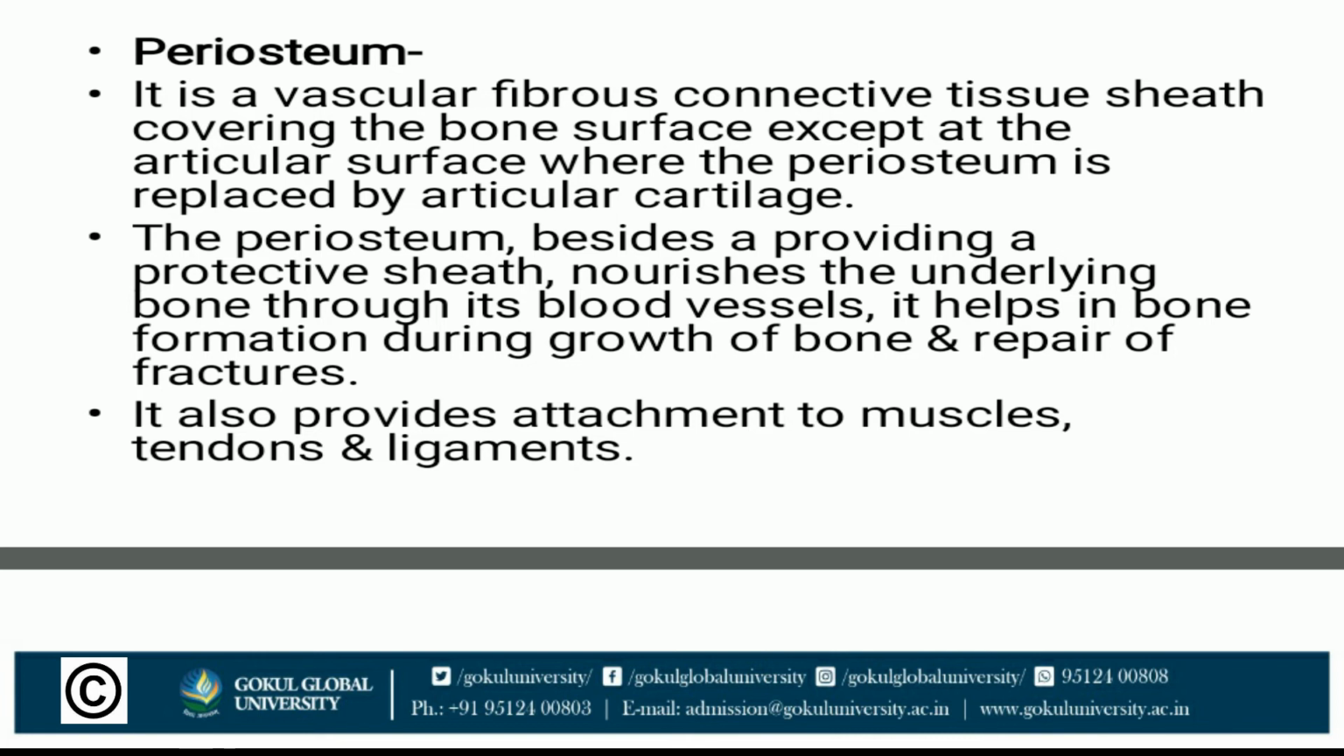Periosteum. It is a vascular fibrous connective tissue sheath covering the bone surface except at the articular surface where the periosteum is replaced by articular cartilage. The periosteum, besides providing a protective sheath, nourishes the underlying bone through its blood vessels. It helps in bone formation during growth of bone and repair of fractures. It also provides attachment to muscles, tendons and ligaments.